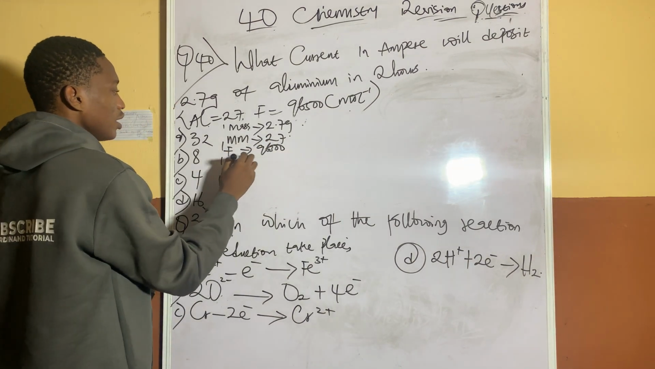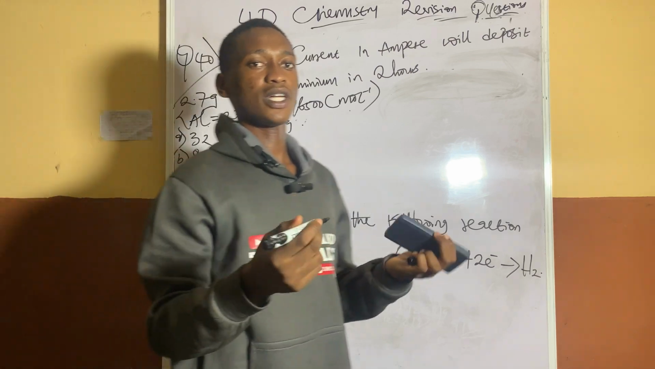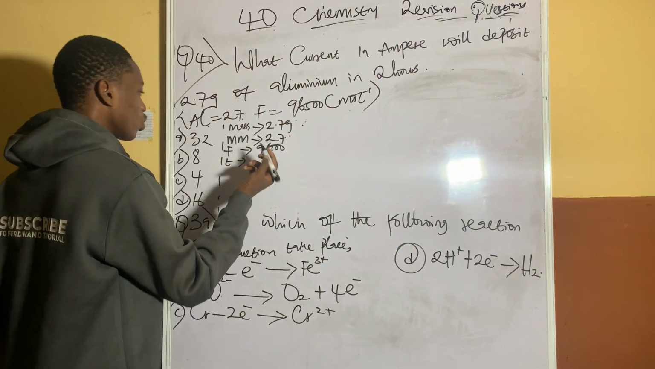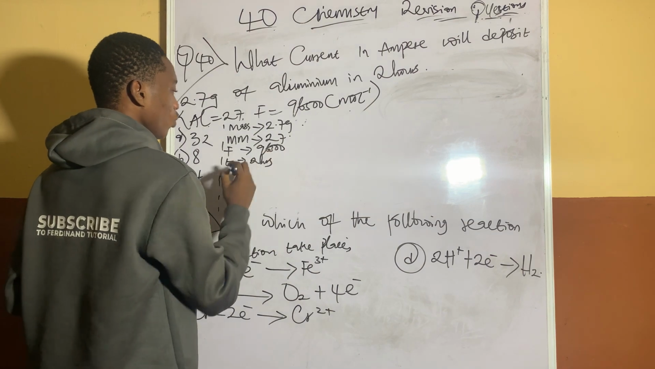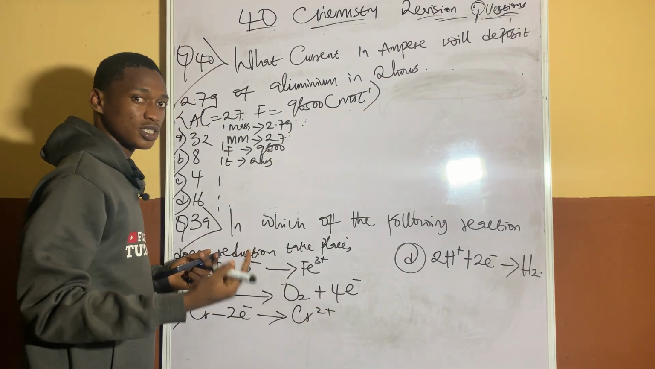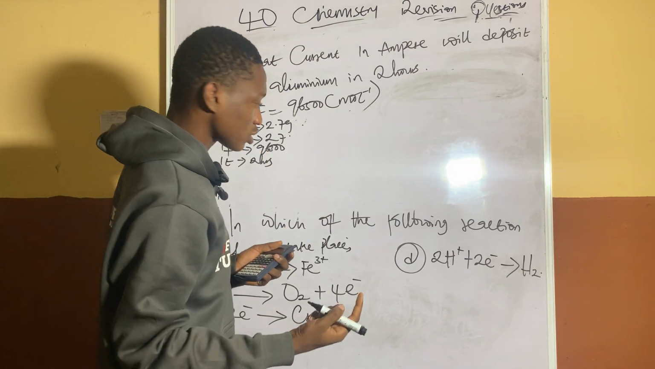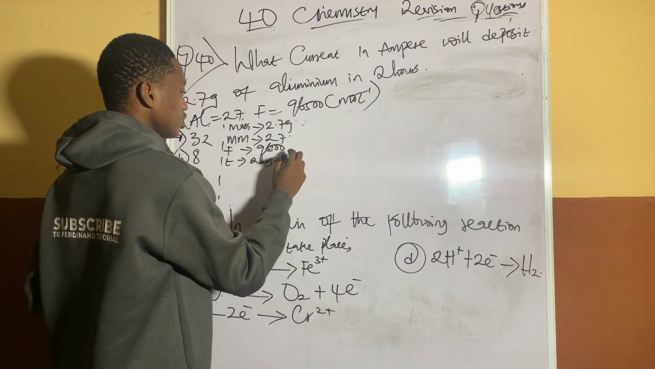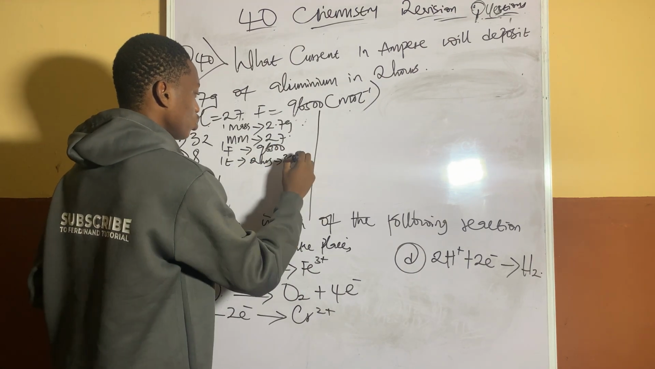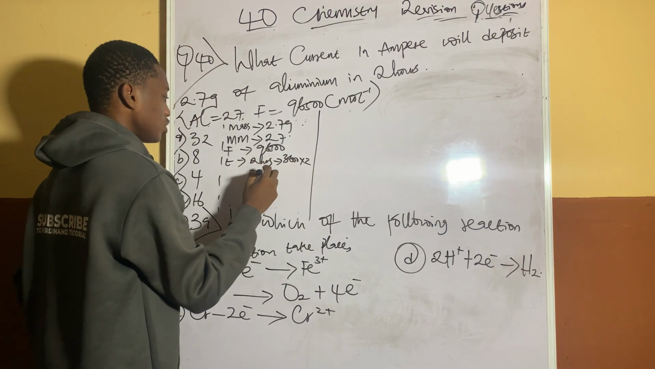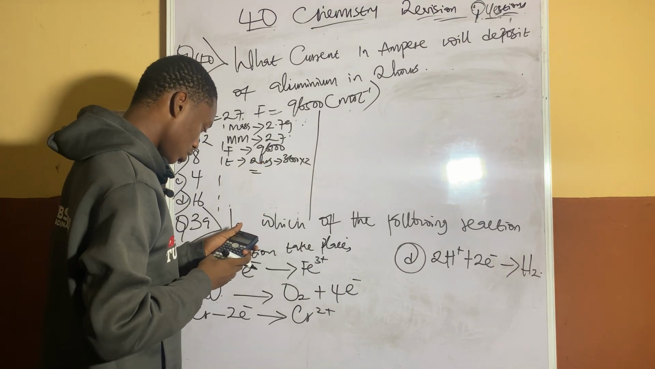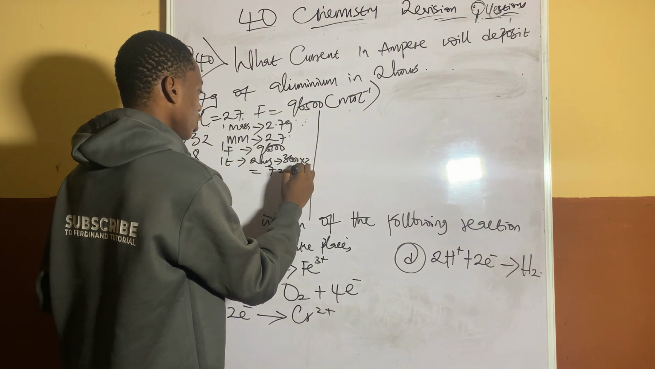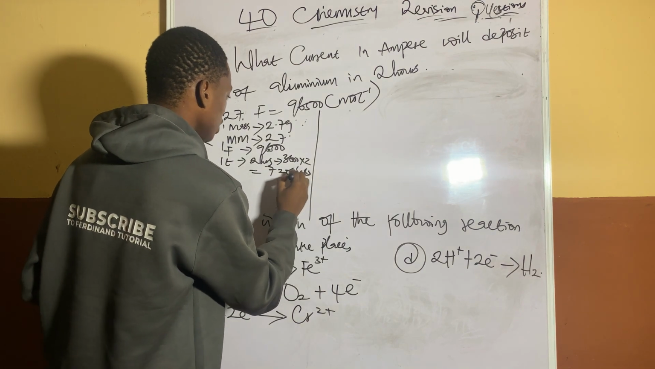They give us time. Now remember, when we're solving questions in Faraday's electrolysis, our time is usually in seconds. So they give us 2 hours, and we'll convert 2 hours to seconds. 1 hour is 60 minutes, which is 60 times 60, 3,600 seconds. So for 2 hours, 3,600 times 2, which is 7,200 seconds.